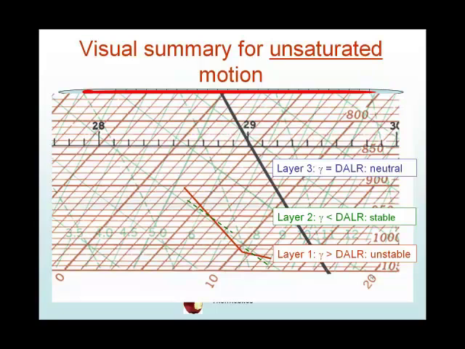For the second layer, the lapse rate is lower than that for a dry adiabatic lapse rate. So the parcel of air ascending at the dry adiabatic lapse rate is always going to be cooler than the environment. And so theta is increasing with height, and therefore it's stable. And finally, our third layer, the lapse rate of the environment and the parcel are the same, which is a dry adiabatic lapse rate, so potential temperature is not changing with height, and so we have neutral stability.